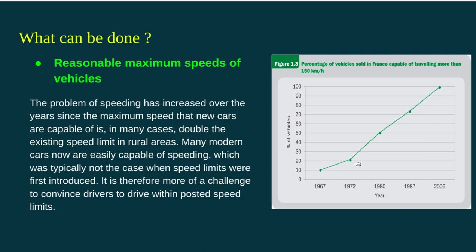If we look at this plot, it depicts the percentage of vehicles sold in France capable of traveling more than 150 kmph, and this is growing almost exponentially with year. One way to reduce this problem would be to have restrictions on the type of vehicles that can be used for the streets. This way we can reduce the maximum speed which can be attained by a vehicle, and thus reduce the risk of accidents.